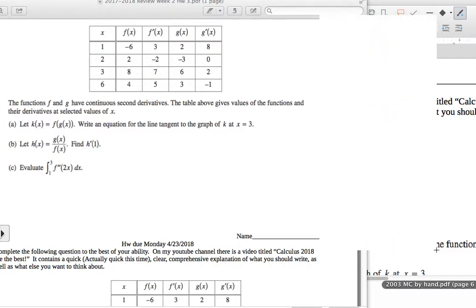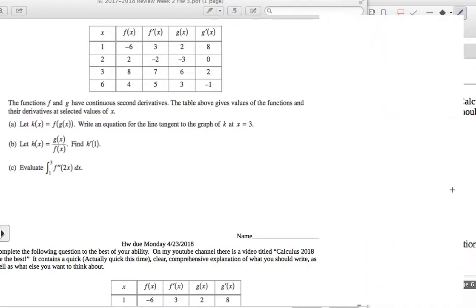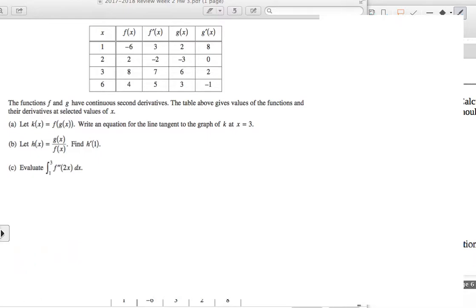Okay, let's go through the homework. I don't remember if it said calculator inactive or calculator active, but just the way this question is written, using your calculator is irrelevant anyway.